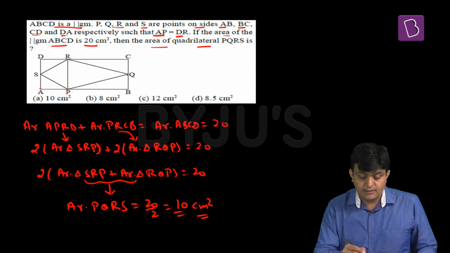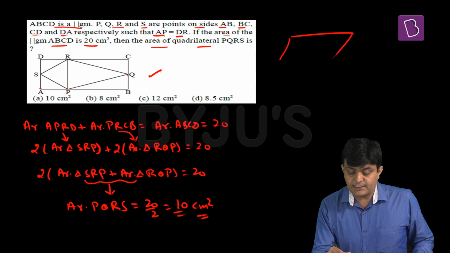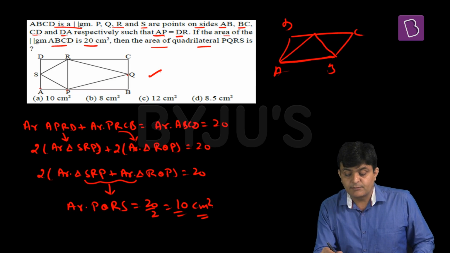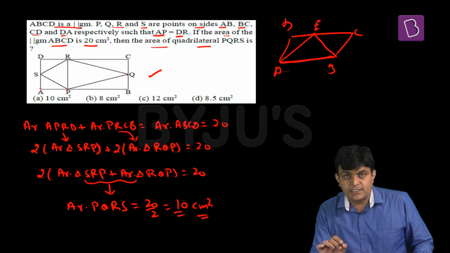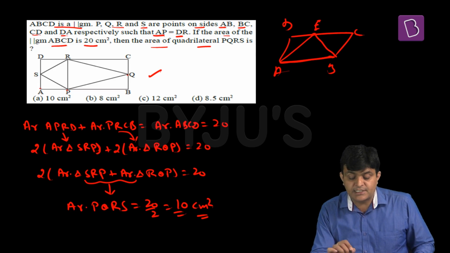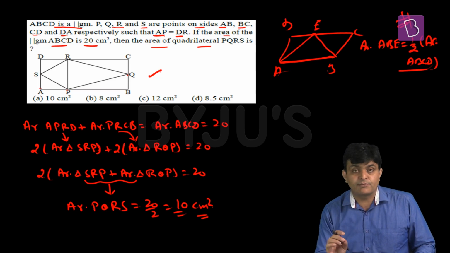Got it? The main point was, in any parallelogram, if any side, smaller or larger, parallel, is the base of a triangle, and the third vertex is at the parallel side CD, then the area is half the area of ABCD. This formula was used mainly.